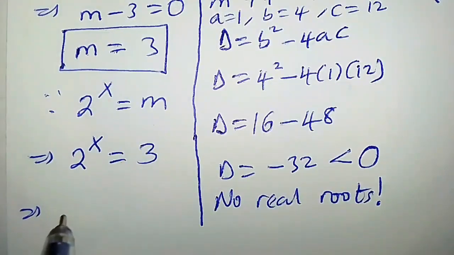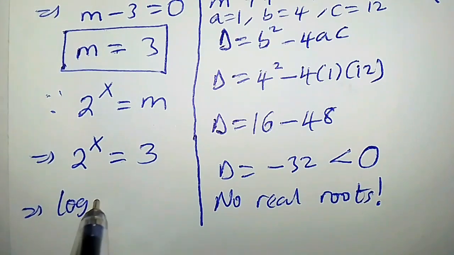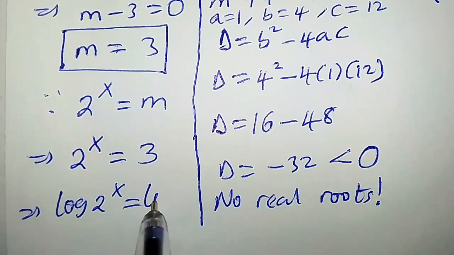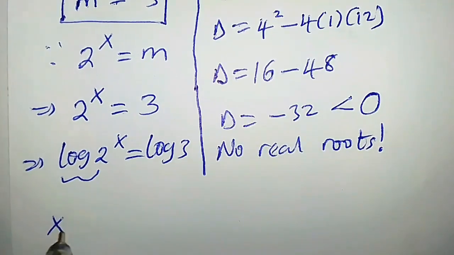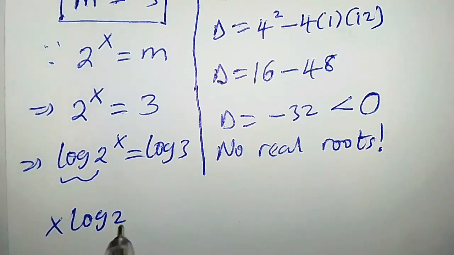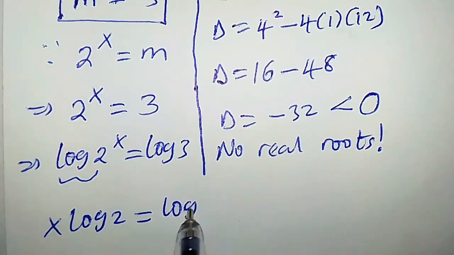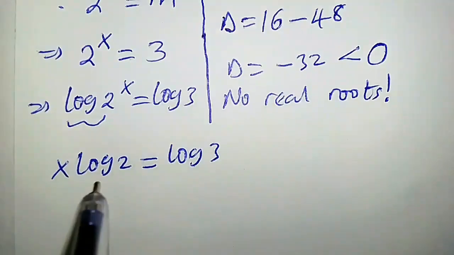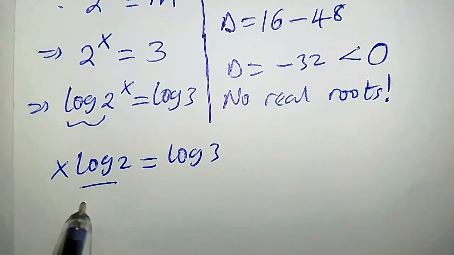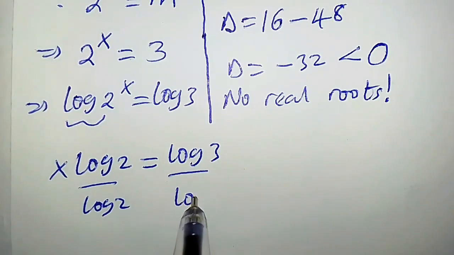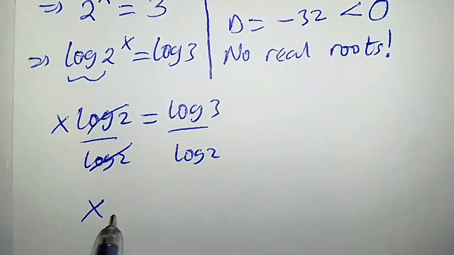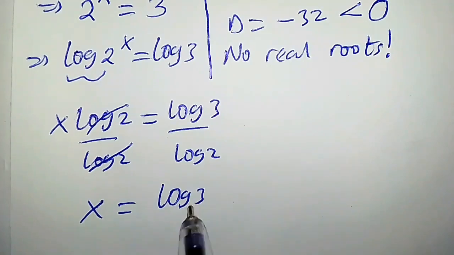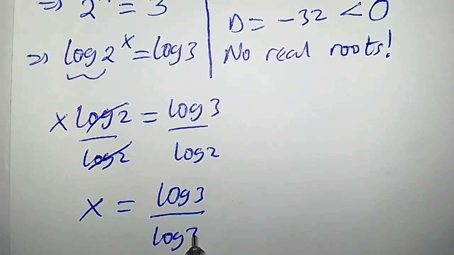This means that I can take natural log of both sides. So I have log 2 to the power of x equal to log 3. Log 2 to the power of x could be written as x times log 2 equal to log 3. Let's divide both sides by log 2. Log 2 cancels log 2. We are left with x equal to log 3 divided by log 2.